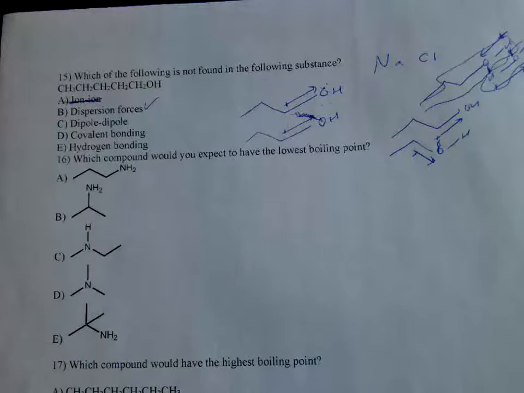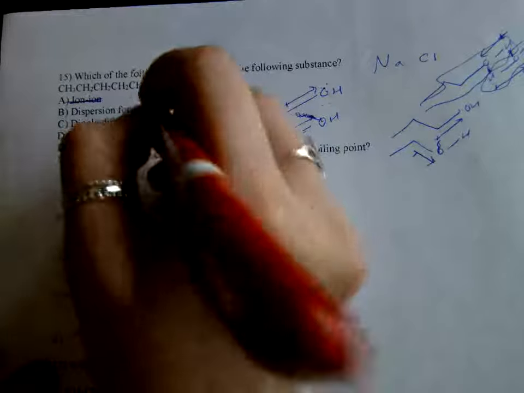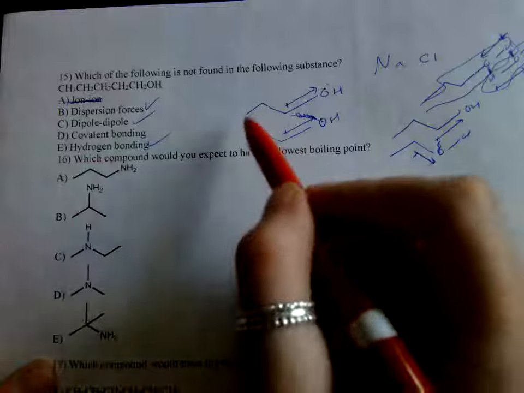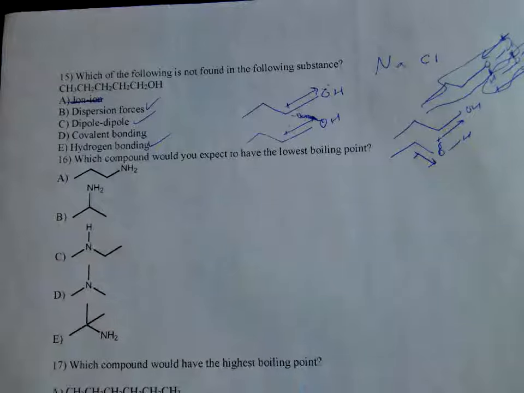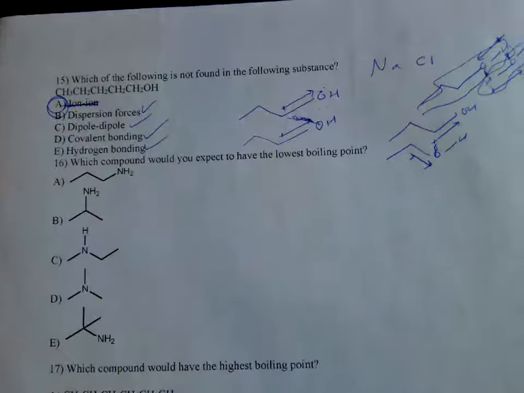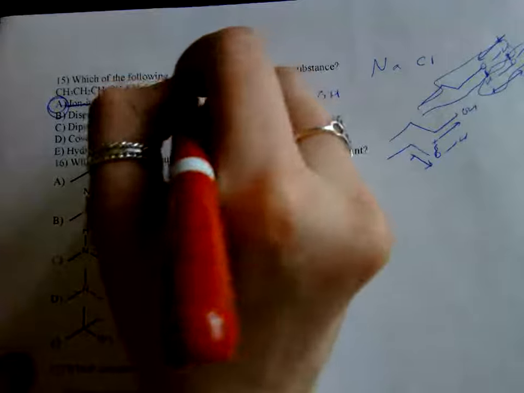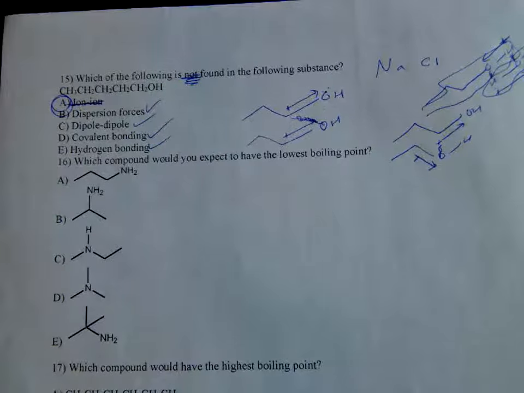So the only one here that doesn't apply, I guess we've got the dipole, we have hydrogen bonding, and covalent bonding is what makes up the carbon-carbon bonds when the electrons are equally shared between the two. So we have everything present except answer choice A. So A is not found in the following substance. I accidentally marked it out because I was forgetting what was not found. So I almost always get those wrong on exams.